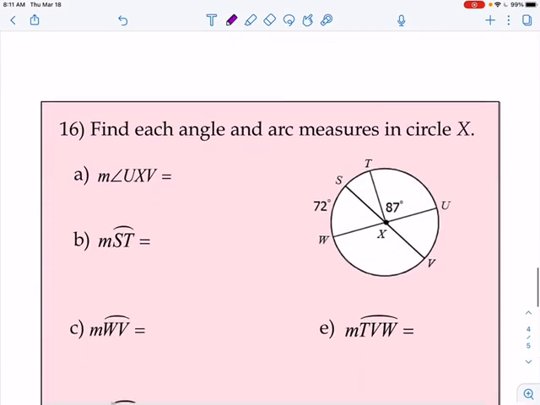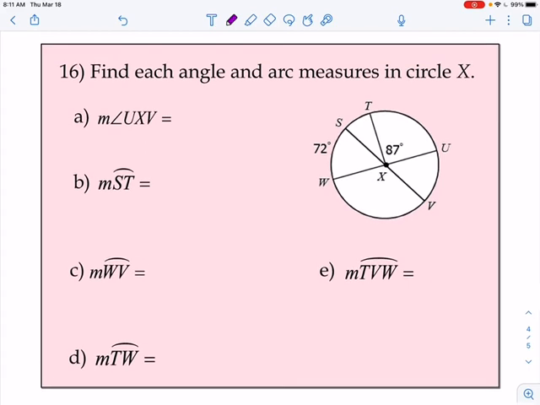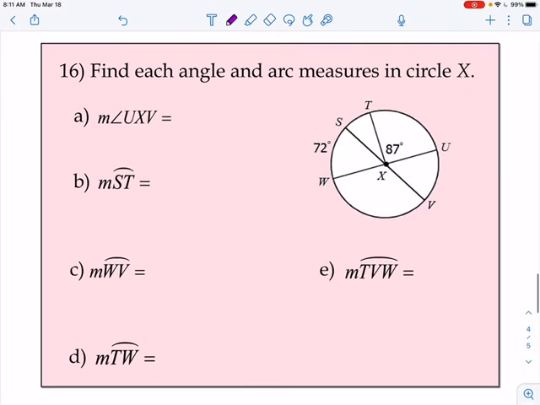Okay, 2 more slides left. Okay, find each angle and arc measure in circle X. So the first thing that we need to find is angle UXV. So UXV is going to be this angle right here.